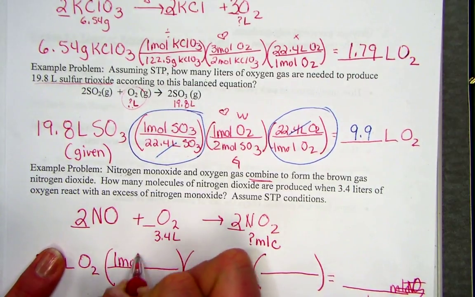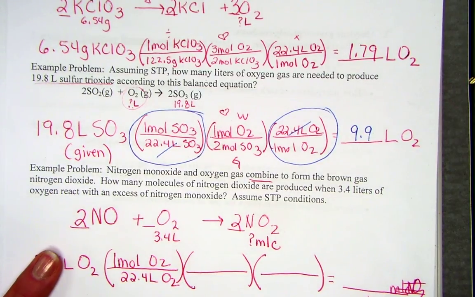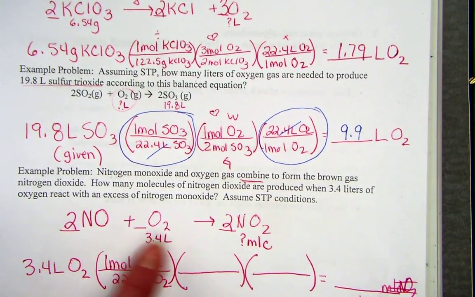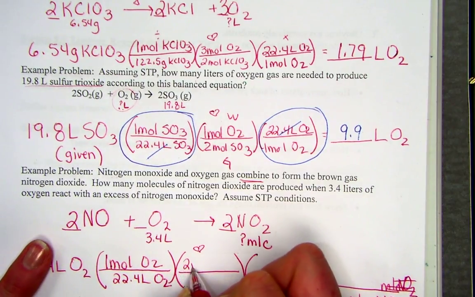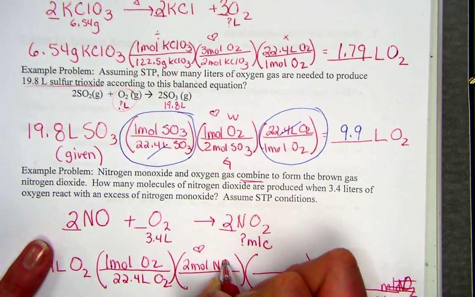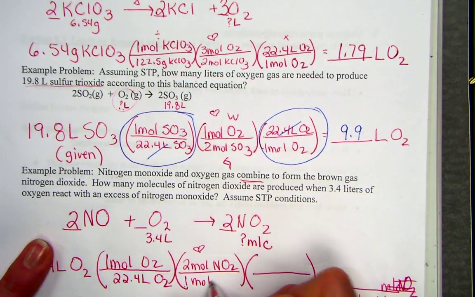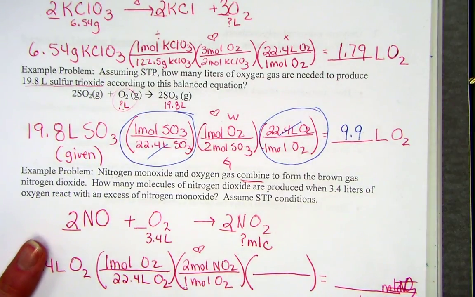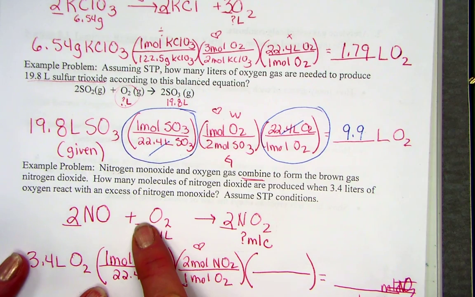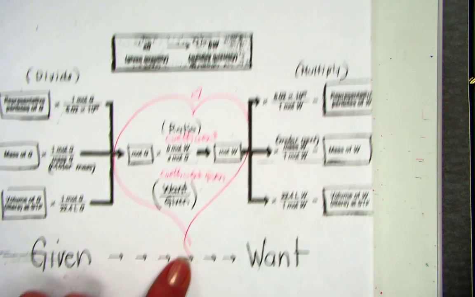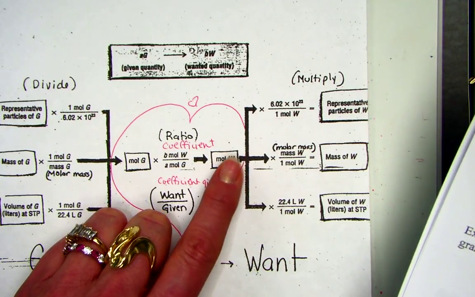We know that 1 mole of oxygen would be 22.4 liters big. We want over given, the heart of our problem. We want to know nitrogen dioxide. Its coefficient is a 2. Starting with moles of oxygen, its coefficient is a 1. The stoichiometric ratio of 2/1.